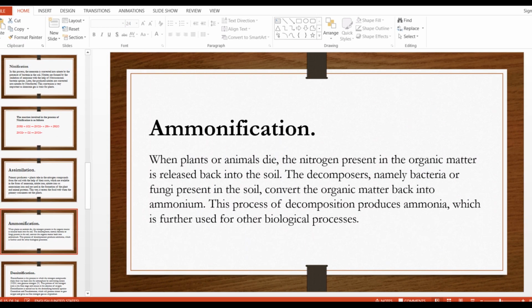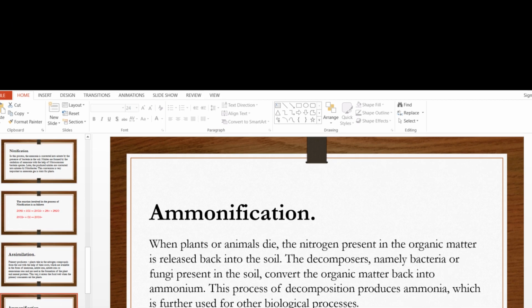Ammonification. When plants or animals die, the nitrogen present in the organic matter is released back into the soil. The decomposers, namely bacteria or fungi present in the soil, convert the organic matter back into ammonium. This process of decomposition produces ammonia, which is further used for other biological processes.